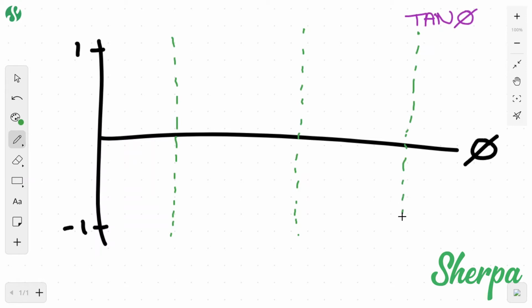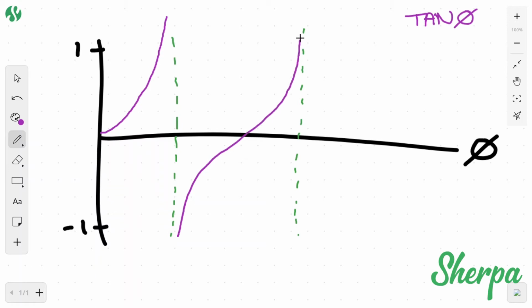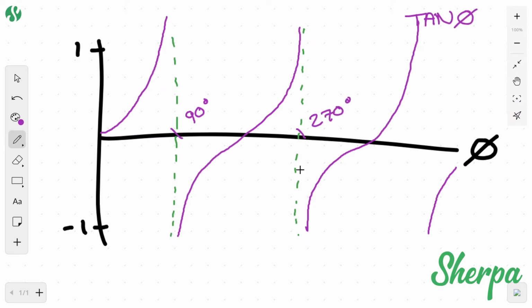So we start from 0, and as we get towards 90 degrees, it tends to infinity. Then from 90, we have -infinity, and at 270 degrees, we go up to infinity again. But remember, it never actually touches the asymptote. It just gets infinitely close to it.